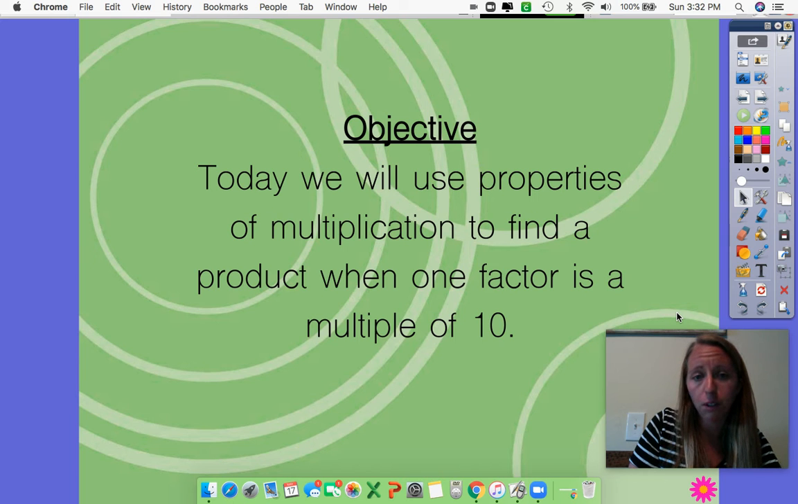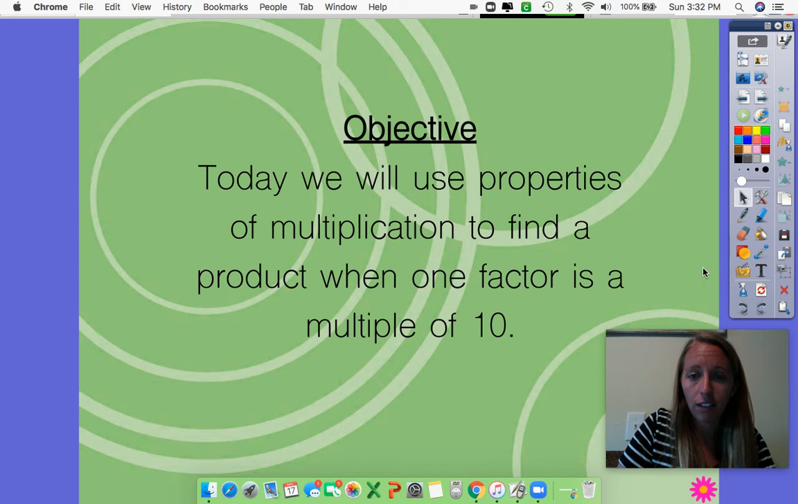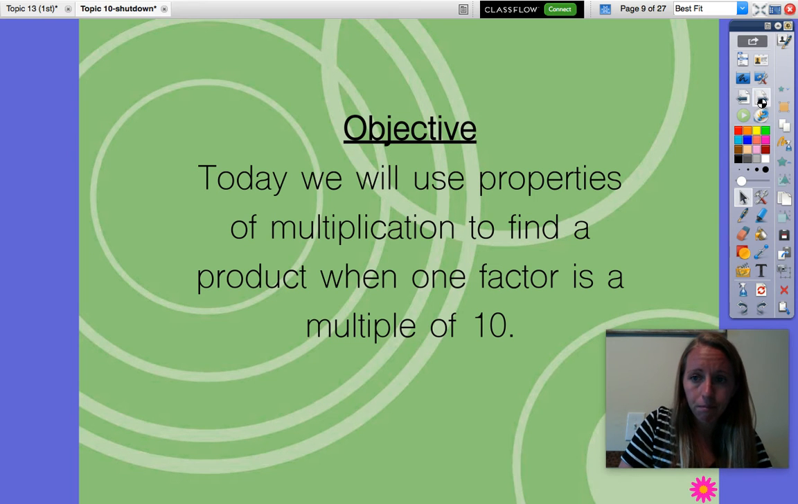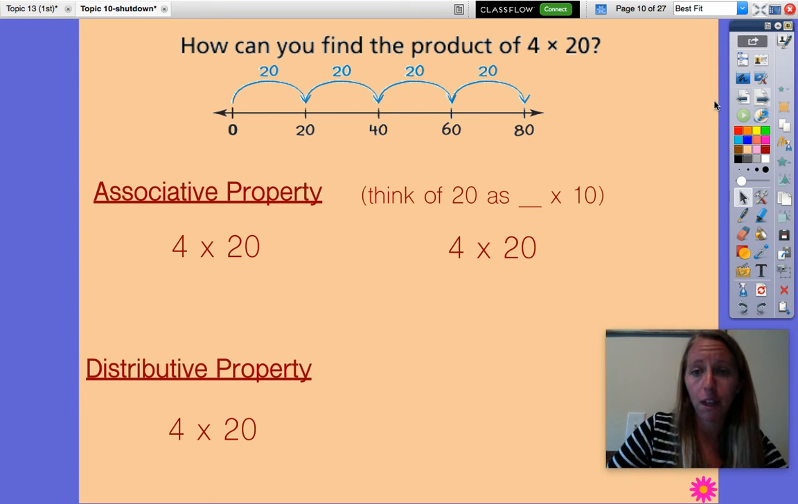And remember, a multiple of 10 is a number that you can skip count by 10 to get to. So 10, 20, 30, 40, 50, 60, 70, 80, 90, 100, and we keep on going forever. So we are going to use these properties to help us multiply today.